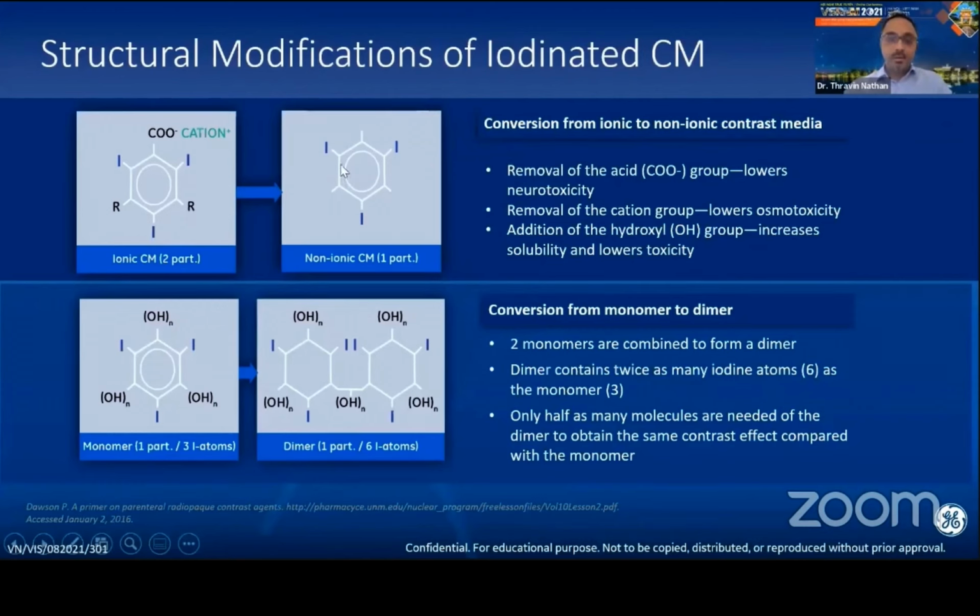At the bottom of the slide, you will notice there is a single benzene ring, which is a monomer. And the combination of 2 benzene rings results in a dimer. Now, the advantage of a dimer is now you actually have a molecule that is able to carry twice as many iodine atoms compared to a structure which is having 1 benzene ring, a monomer.